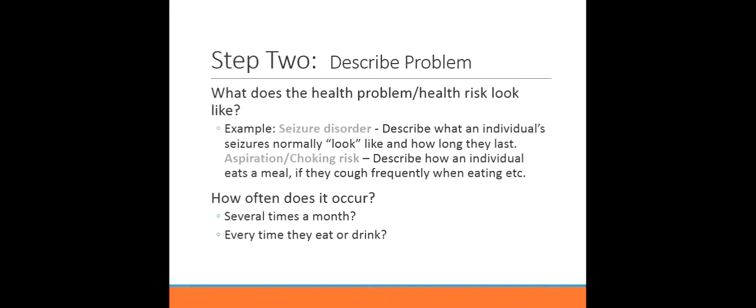As far as an individual who's at risk for aspiration and choking, what is it that's occurring at mealtime that makes us think this person is at risk for aspirating and choking? Does this person have a tendency to eat fast? Do they shovel food into their mouth? Do they not chew their food properly? Do they gulp liquids? Those are the kinds of things that we're looking for as far as what needs to go in the description of the problem.